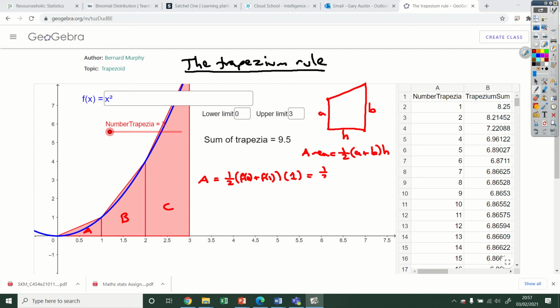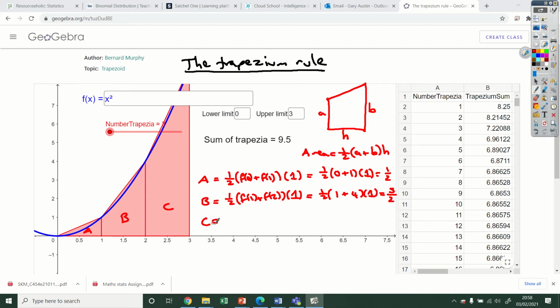Then I'm going to fill in the values. So this is a half, 0 plus 1, times 1. What's that? That's going to be a half times 1 times 1, which is a half. Okay, let's do B next. B is definitely a trapezium this time. It's a half, but this time it's f of 1 for this height and f of 2 for this height, 1 and 4. F of 1 plus f of 2, again times 1 in between. That's a half times f of 1, which is 1, plus f of 2, which is 4, and then times 1. That's a half of 5, that's 5 over 2.